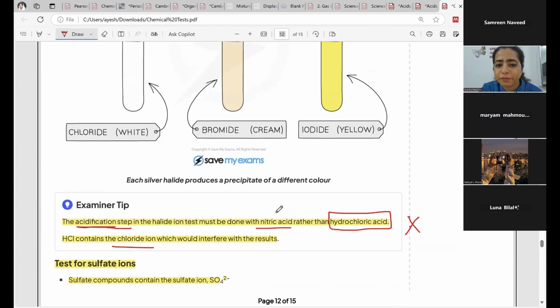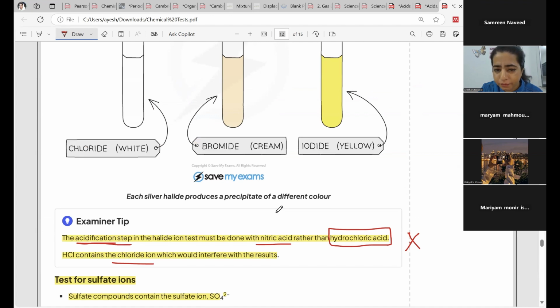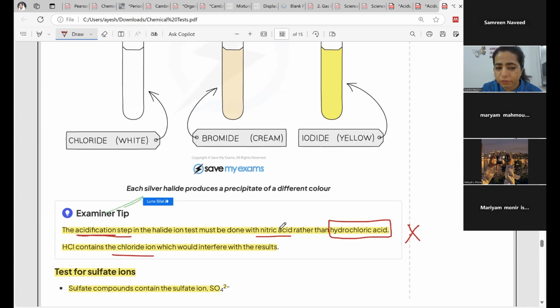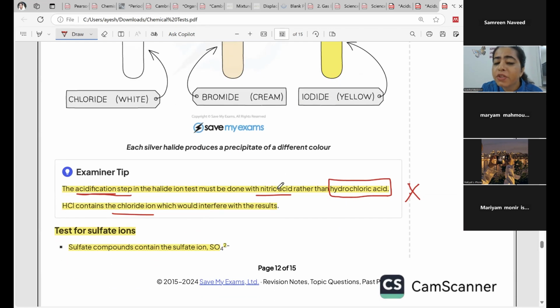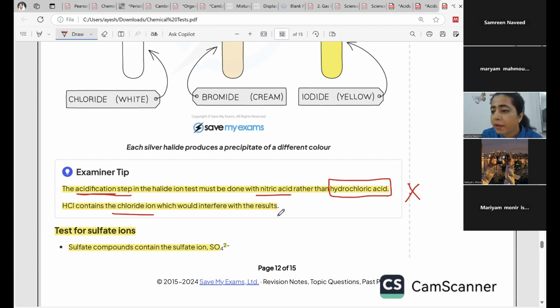Yes, Samreen? Here in the exam, that tip is saying that nitric acid should be used rather than hydrochloric acid, and it's also saying that the chloride ions would specifically interfere with the result. Is that right? Yes, if you're going to write that we are going to use nitric acid, not hydrochloric acid, because hydrochloric acid also has chloride ion inside. So it will interfere with the result, so we will not be able to see the right result. So we should use an acid which is not going to have any common ion. It's different, so that we get the exact result. Okay, okay. Yes, Mariam?